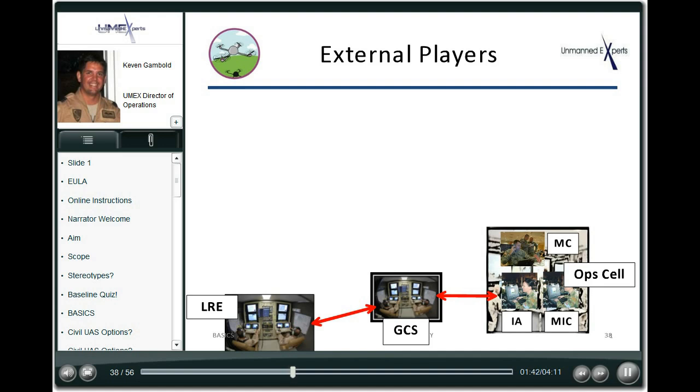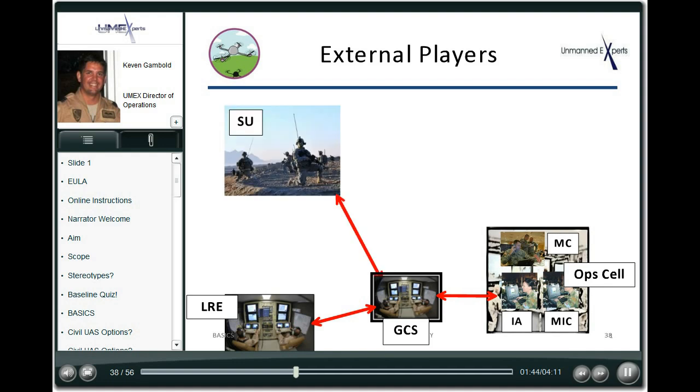But obviously the aircraft is airborne for a purpose, and that is to work with ground forces, is the typical role, and they are known as the supported unit, or the SU. These are the guys on the ground, either using remote video terminals or using just direct radio communications with our UAV, and the mission commences with them coordinating with the GCS, with the MC, etc.